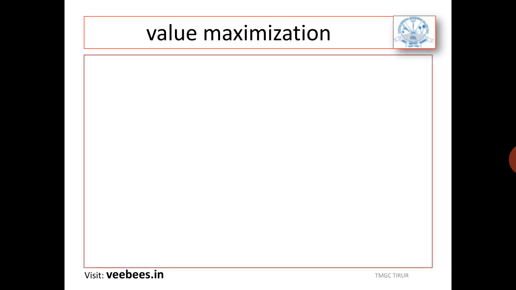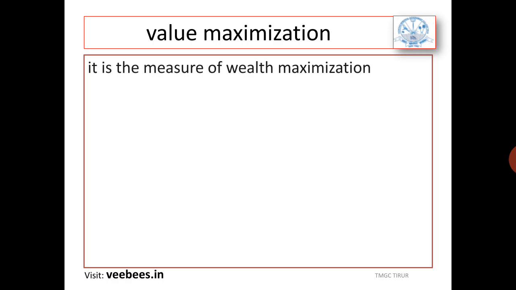Then another term we have to mention along with this is value maximization. In some books it is given as a third goal or objective, but actually this is not a goal. It is the measure of wealth maximization, not a separate goal. This is not a third goal. There are only two goals, profit maximization and wealth maximization. Value maximization is the measure of wealth maximization.